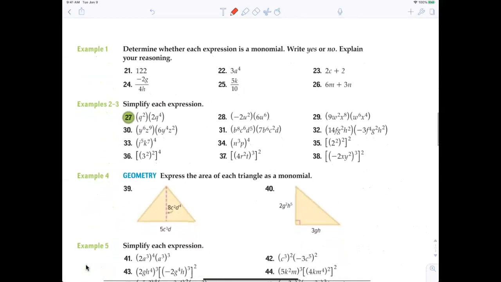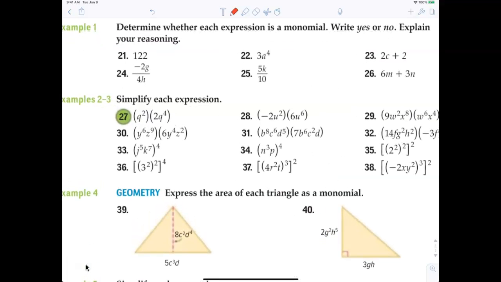All right. 21. I don't care about this. 21. That is a what? Monomial. 22 is a monomial? Yeah. Is 23? No, it's called a what? Binomial. 24. Is that a monomial? No, because H is in the what? Denominator. 25. Is that a monomial? Yeah. Numbers can be in the denominator. And 26, that's a what? Binomial. All right, Evan, you're up.